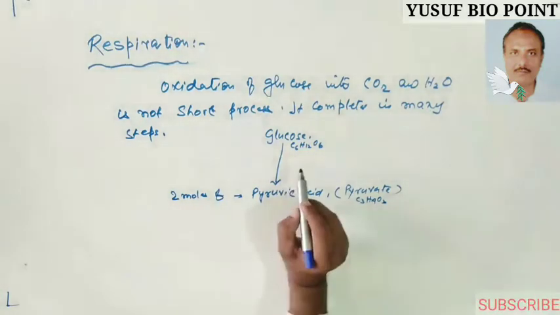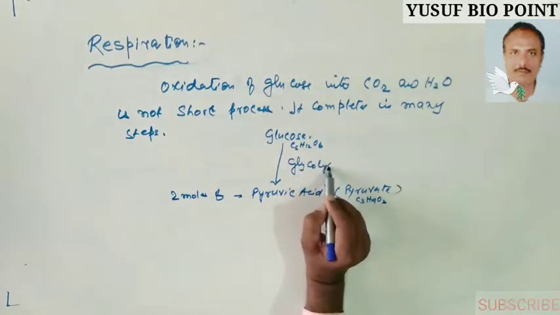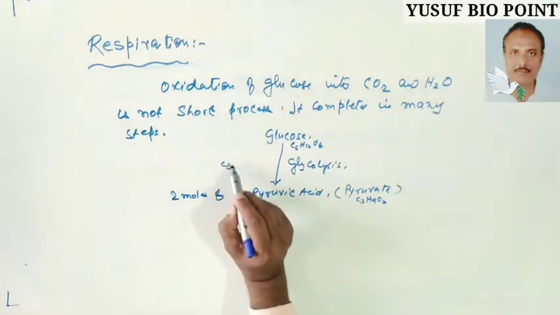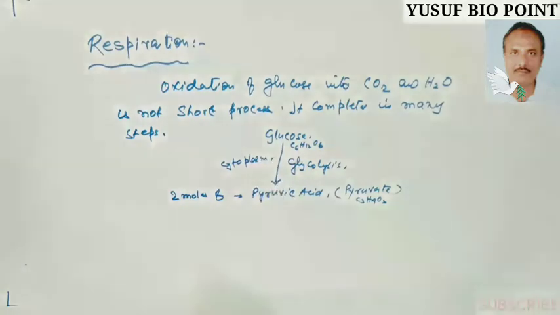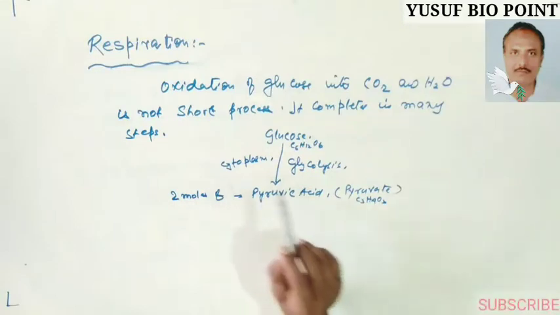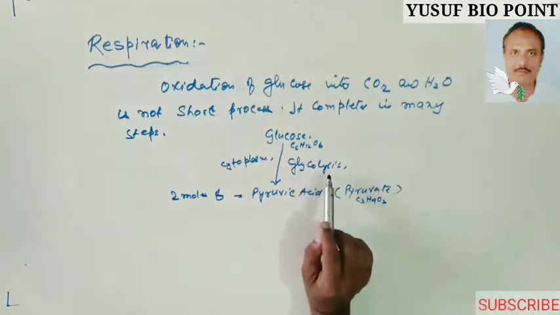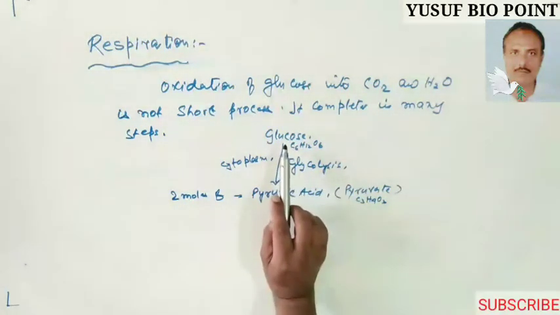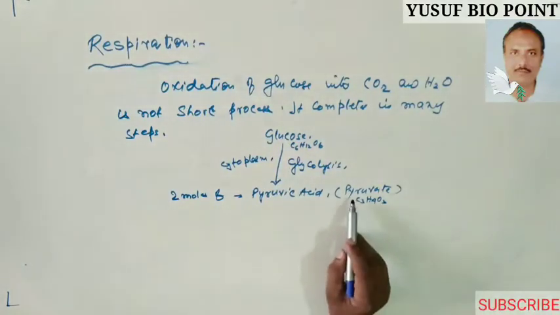This process is called glycolysis, and it takes place in the cytoplasm. The site of glycolysis is the cytoplasm. Glycolysis means glyco, glucose, and lysis, splitting of glucose. That is, one glucose molecule splits into 2 moles of pyruvate.